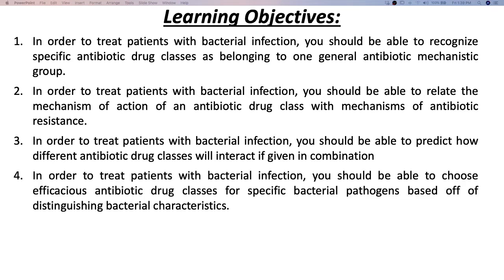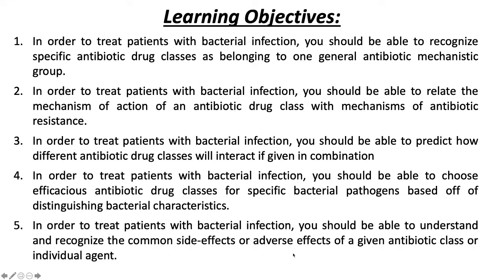Learning objective 4, you should be able to choose efficacious antibiotic drug classes for specific bacterial pathogens based off of distinguishing bacterial characteristics. And finally, learning objective 5, you should be able to understand and recognize the common side effects or adverse effects of a given antibiotic class or individual agent.